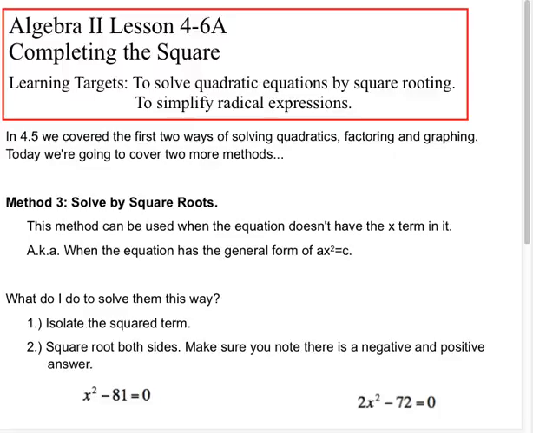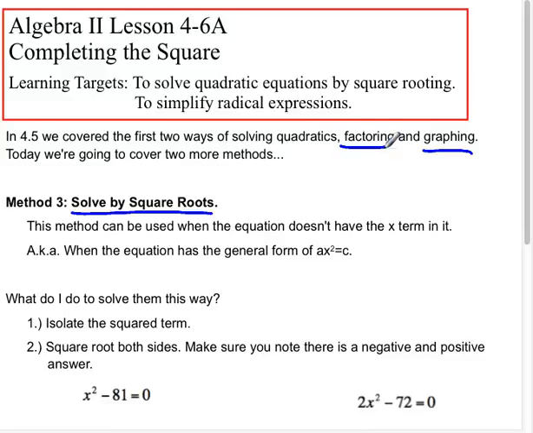So section 4.6 is about completing the square. However, before we do completing the square, I actually have another technique that I want to spend an entire lesson working with you on. So far, we've talked about solving quadratics by factoring and solving by graphing. And today I want to review an idea that we exposed you to back in Expo by solving by square rooting.